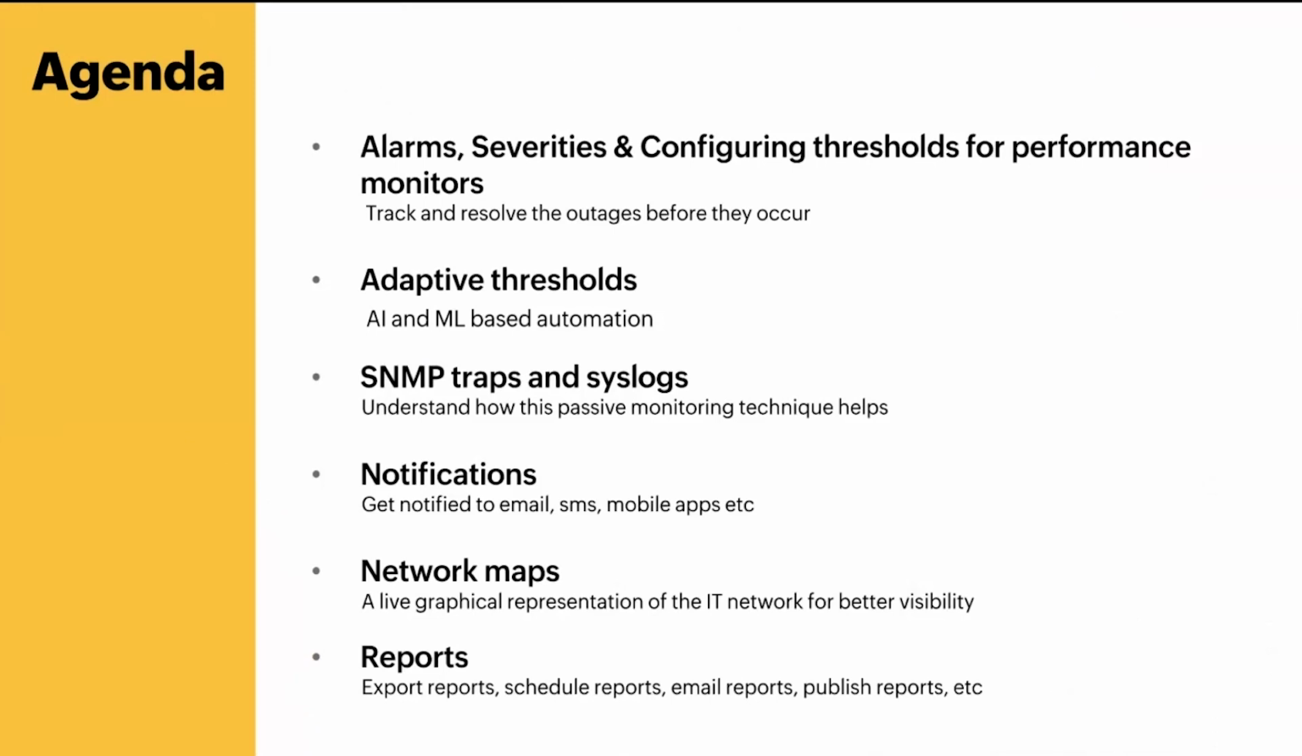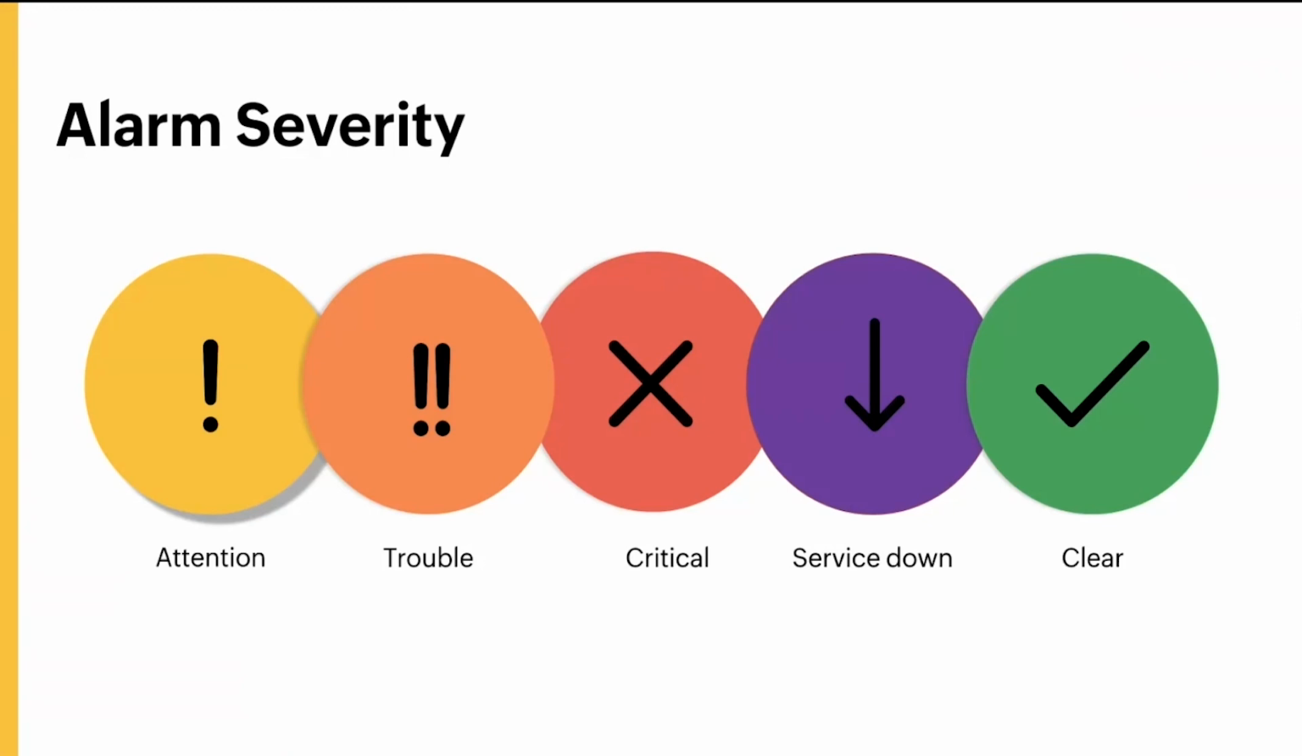Let's take a quick look at today's agenda. First, we'll discuss alarms and severities. Next, we'll configure thresholds, and then we'll talk about adaptive thresholds, which is an AI-powered monitoring aid to intelligently manage thresholds. We also discussed this in our previous session. Then we'll talk about passive monitoring techniques like SNMP traps and syslogs, and then the various notification channels. After which, we'll move to network visualization through various maps in OpManager. Finally, we'll conclude this session after talking about OpManager's out-of-the-box reports. So let's begin with alarms right away.